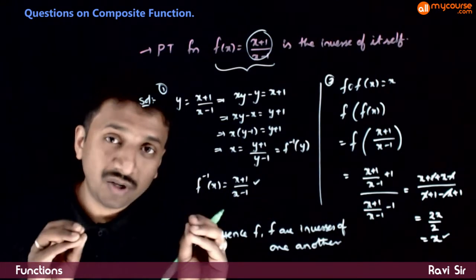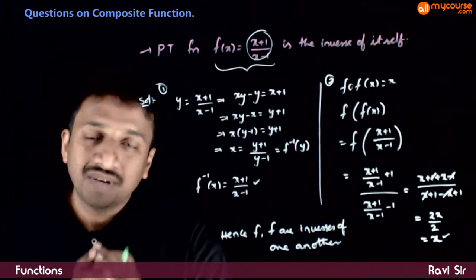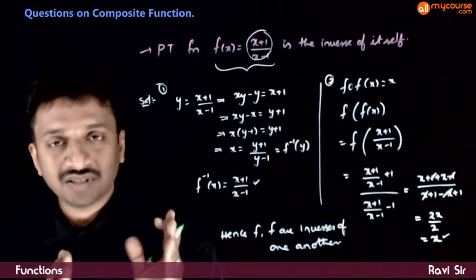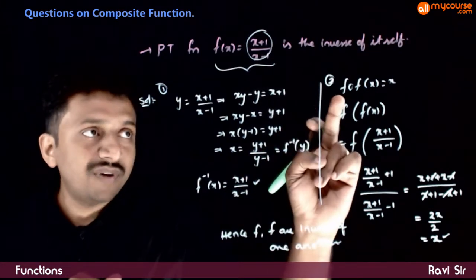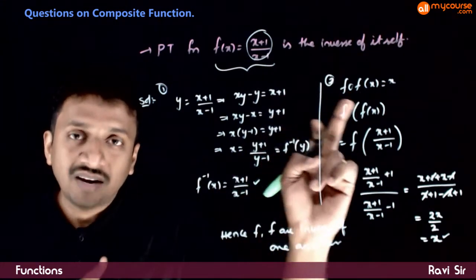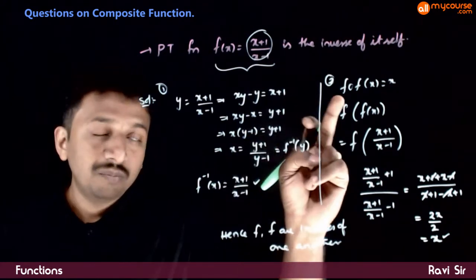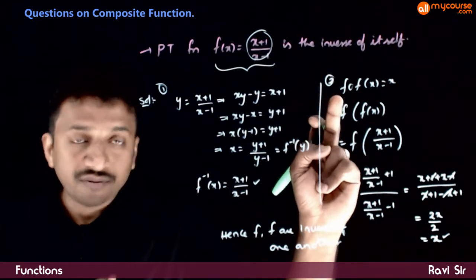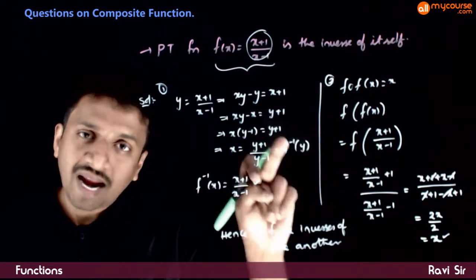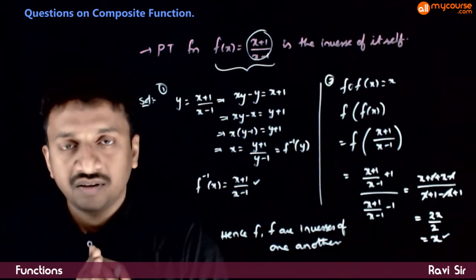Again, even if you are given two functions f and g, and you are asked to prove that one is the inverse of the other, you can find the inverse and show that the other function is the inverse, or you can find fog and show that to be equal to x. But if you have different functions, you have to prove fog is an identity function and gof is an identity function. Both things have to be proved. Thank you.